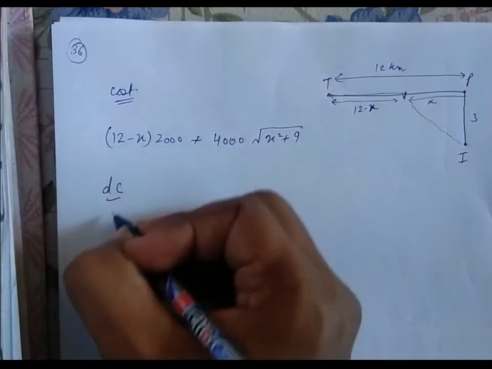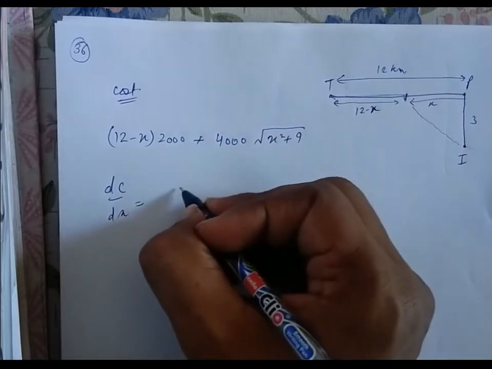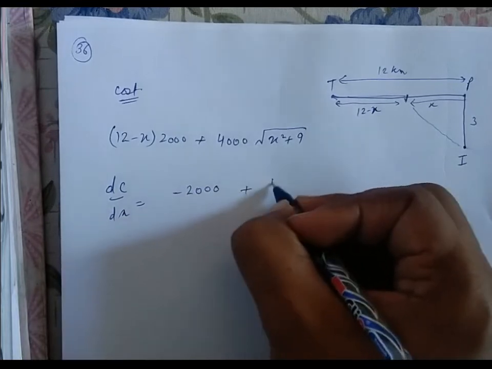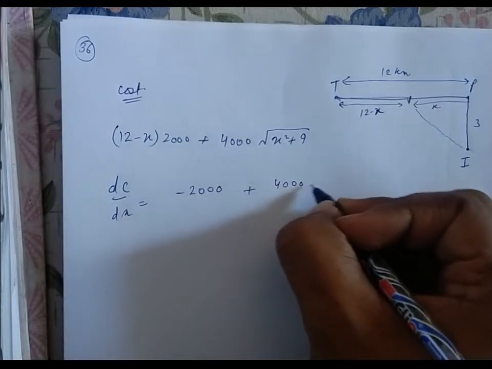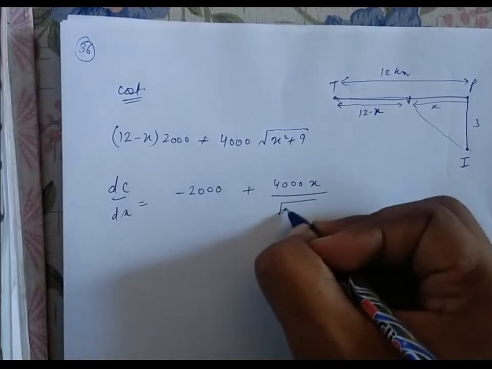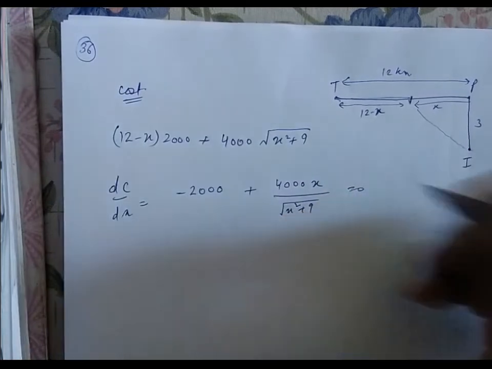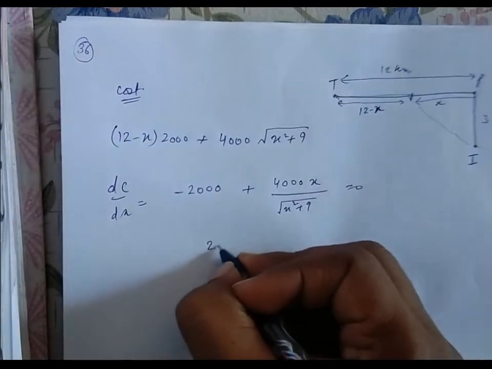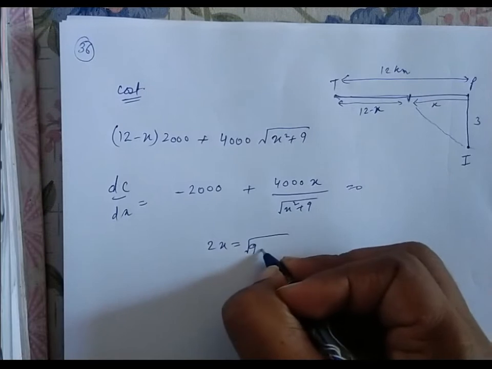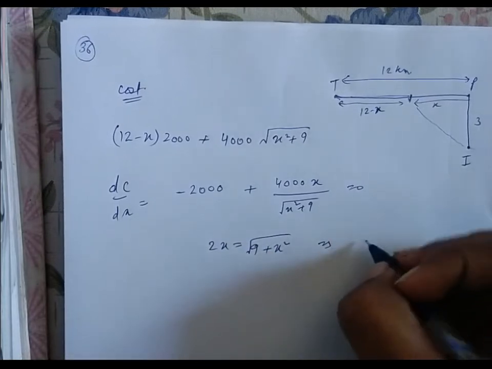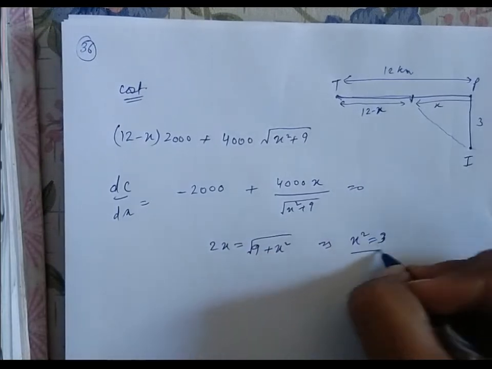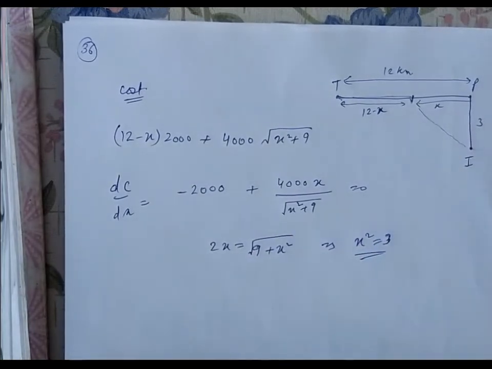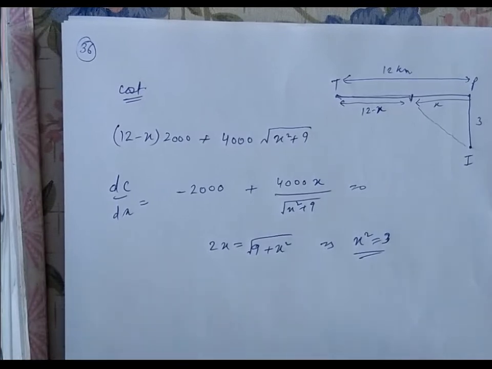So dC by dx is equal to minus 2000 plus 4000 x upon square root of x square plus 9, which should be equal to 0. Okay, so 2x should be equal to the square root of 9 plus x square. This implies x square is equal to 3, or x is equal to root 3. Okay, moving on to the next question.